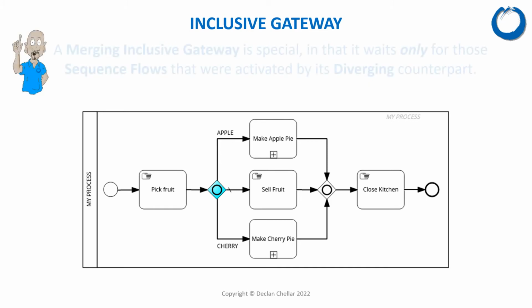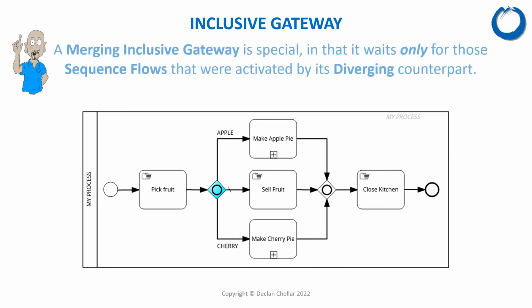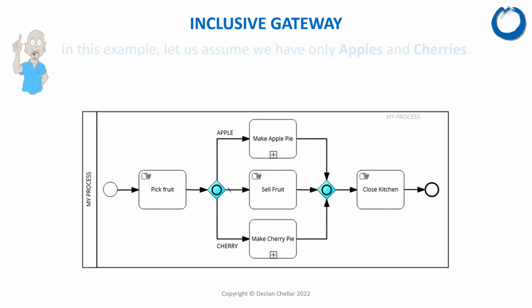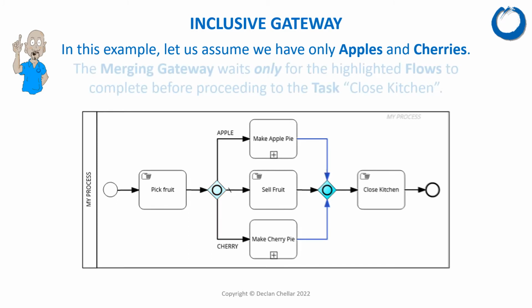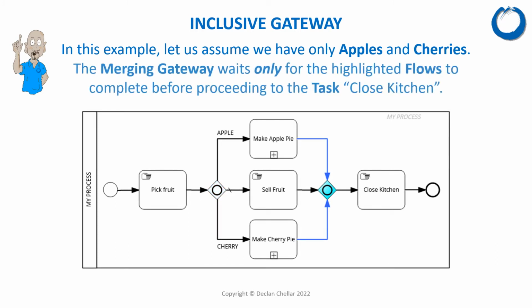A merging inclusive gateway is special in that it waits only for those sequence flows that were activated by its diverging counterpart. In this example, let's assume we have only apples and cherries. The merging gateway waits only for the highlighted flows to complete before proceeding to the task Close Kitchen.